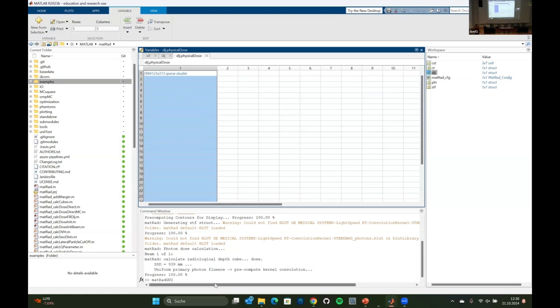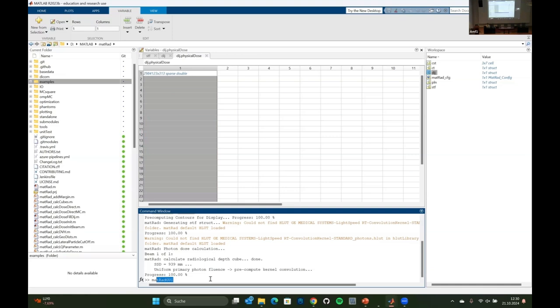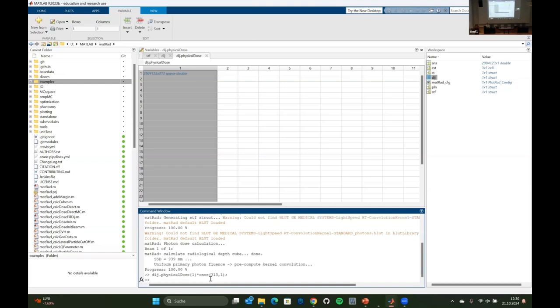And just for the mathematically interested people, why is this a matrix? Because now I can do some really nice things. I can just do a matrix vector product with any vector I want, and this will always give me a dose. This is a matrix vector product which creates a dose. So mathematically, that's very important.